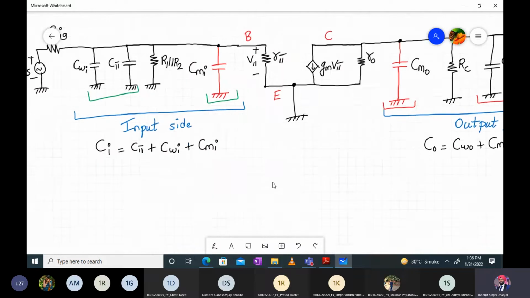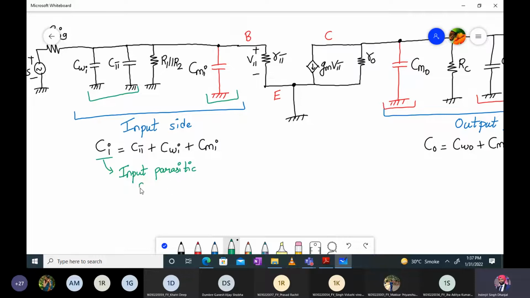So what are CI and CO? CI we call the input parasitic capacitance, the combination of all the input parasitic capacitances, and CO is called the output parasitic capacitance.